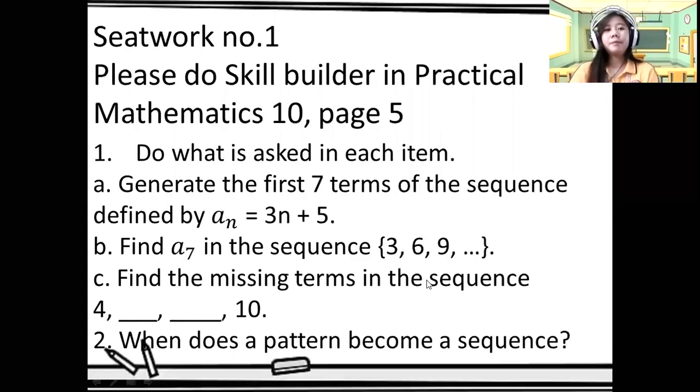Okay. In your book po, sa mga may libro, please do Skill Builder in Practical Mathematics 10, page 5. So number 1, do what is asked in each item. Letter A, generate the first 7 terms of the sequence defined by a sub n is equal to 3n plus 5. Katulad lang po ng ginawa natin kanina, we substitute the term into n. Letter B, find a sub 7 in the sequence or the 7th term in the sequence 3, 6, 9, and so on. Letter C, find the missing terms in the sequence 4, blank, blank, and 10.